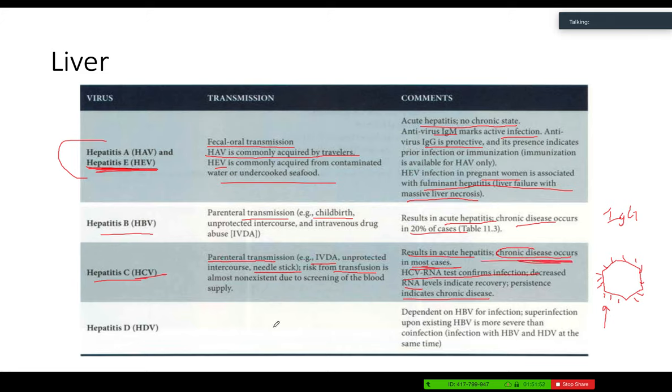All right. Hepatitis D requires hepatitis B for infection. If you have a superinfection, this means that you had hepatitis B active, and after getting your hepatitis B, you somehow acquired hepatitis D on top of that. That's a superinfection, and that can be quite severe compared to if you had a patient with a hepatitis B and hepatitis C infection at the same time. Okay?